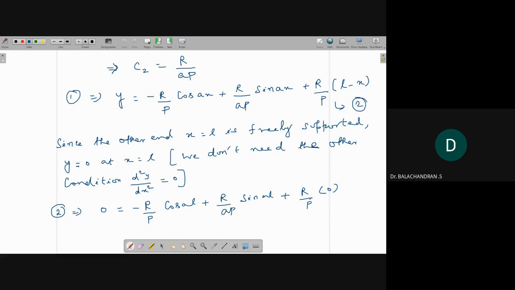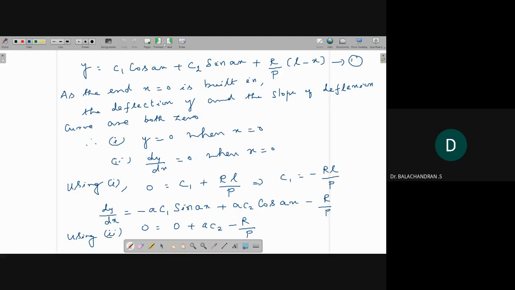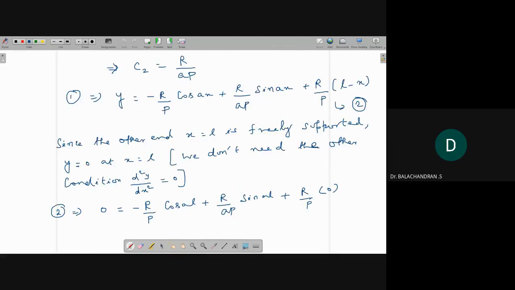Equation 1 implies what is one? One is RL by P, sir. RL by P, Sanjaya? Yes, sir. Okay, you could have told me earlier. Thank you. Y equal to minus RL by P cos AX plus R by AP sin AX plus R by P into L minus X. And then here also RL.